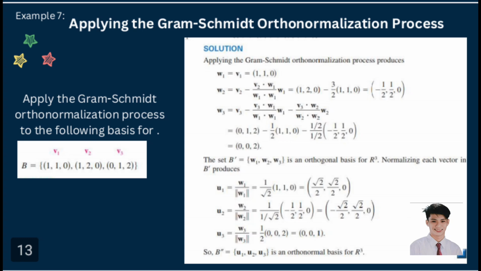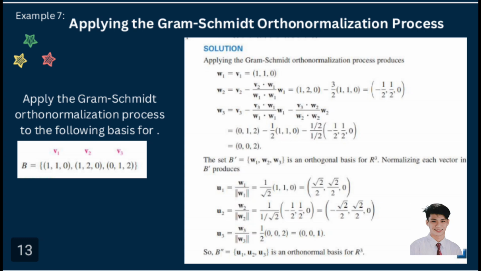So, ang kinalabasan natin dyan ay negative 1 half, 1 half, tsaka 0. Since meron siyang 0 doon, matik na 0 din yung dito. So, yung W sub 3 natin, para mahanap din naman yung W sub 3 natin, kung paano yung ginawa mo dito sa V sub 1, V sub 2, uulitin mo lang siya dito sa V sub 3, pero kasama na yung W sub 2. So, eto, V sub 3 minus V sub 3 times W sub 1 over W sub 1 times W sub 1 times W sub 1 minus V sub 3 times W sub 2 over W sub 2 times W sub 2 times W sub 2. So, ang magiging sagot natin overall is 0, 0, 2.